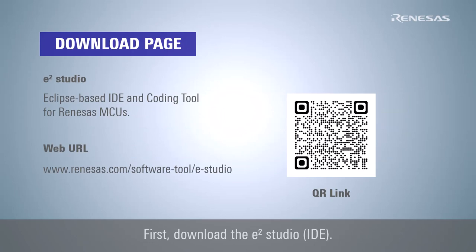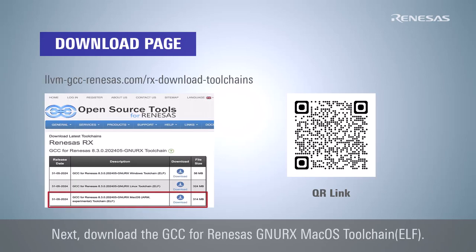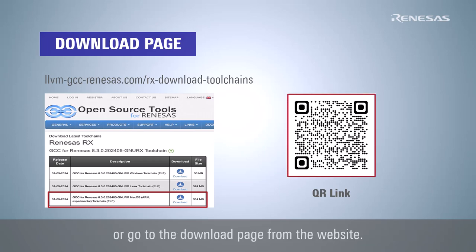First, download the eSquare Studio. Please scan this QR code, or go to the download page from the Renesas website. Next, download the GCC for Renesas GNU RX macOS Toolchain. Please scan this QR code, or go to the download page from the website.